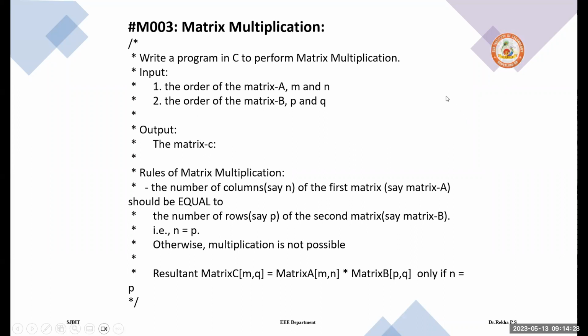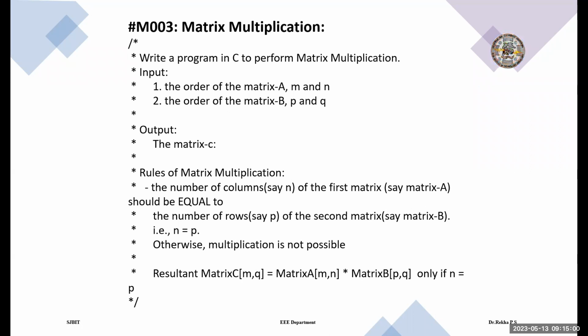But while doing matrix multiplication, we are supposed to follow certain rules. What are the rules for matrix multiplication? The number of columns, say N, of the matrix A should be equal to the number of rows, say P, of the second matrix B. That is, N should be equal to P. Otherwise, multiplication is not possible.